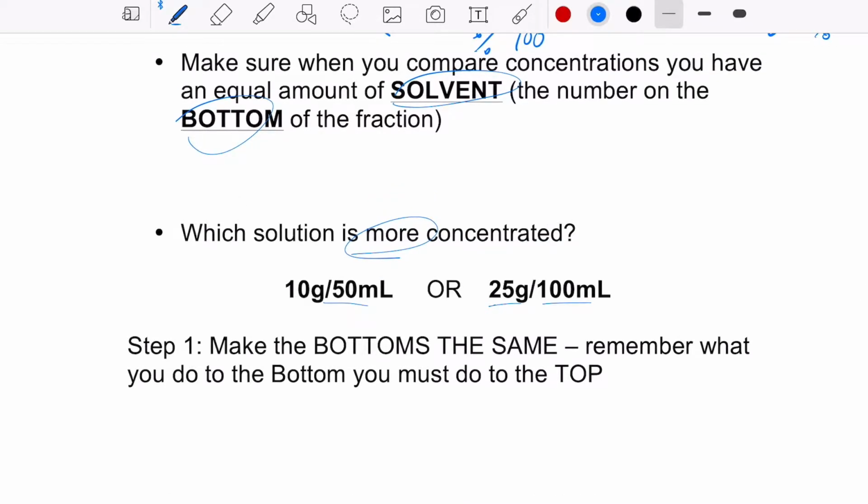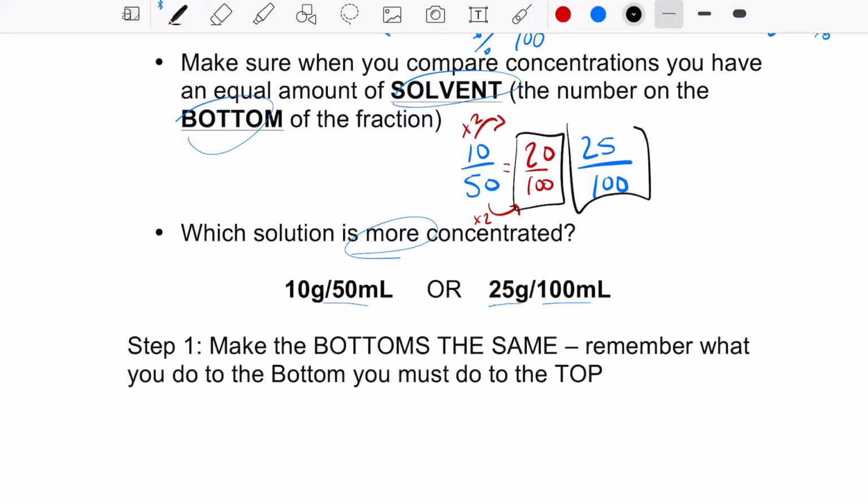And so what I'm just going to write up here is if we have 10 over 50 and we want to know which one is bigger, which one is more concentrated. So what we would do is we would want to make the bottoms the same. So I would want to make this 50 into 100. If I did that, I would multiply the bottom by 2 to get 100 here, which means that whatever I do to the bottom, I have to do to the top. So I'd times the 10 by 2 and I'd get 20 over 100. Now you can compare both of these and see which one is more concentrated, the first one or the second one. We notice that 25 over 100 is a bigger number, so this is actually more concentrated.